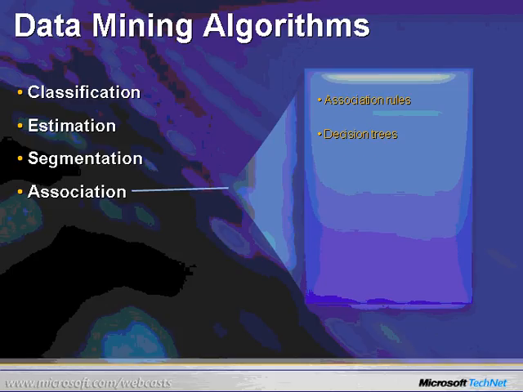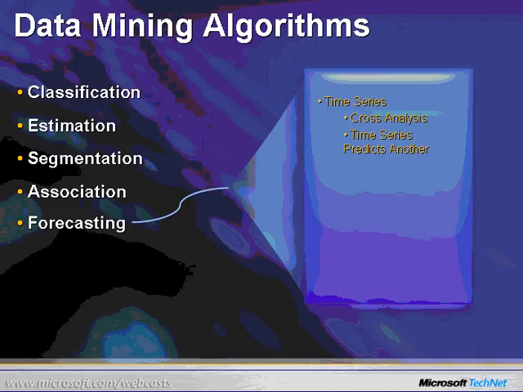There we go. There's our association. We already did that one. Forecasting. With forecasting, you can use time series. With time series, you can use cross-analysis across multiple time series. One time series is then available to predict another series.